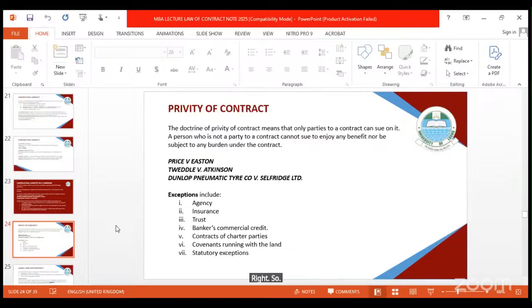So first paragraph, someone should read that first paragraph.